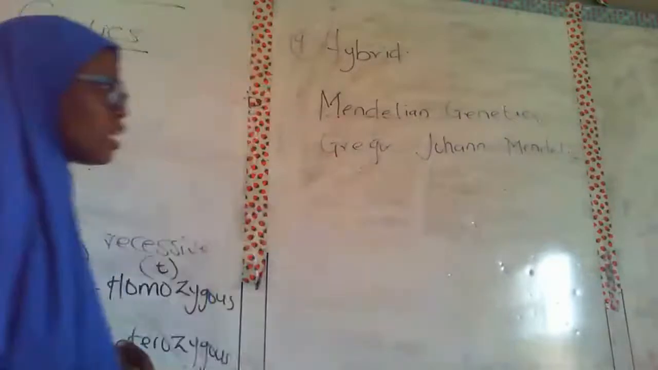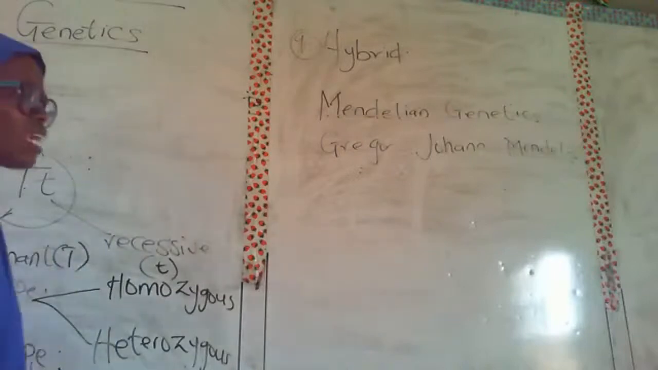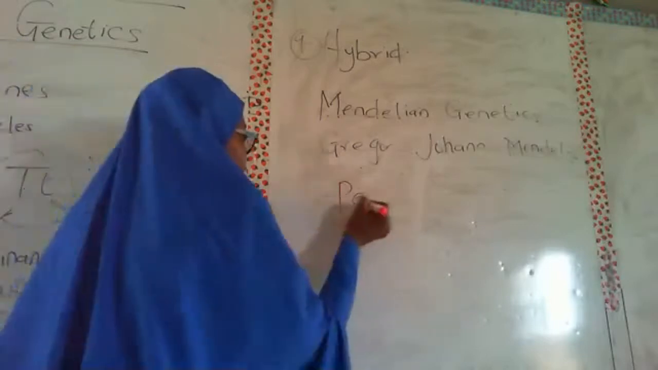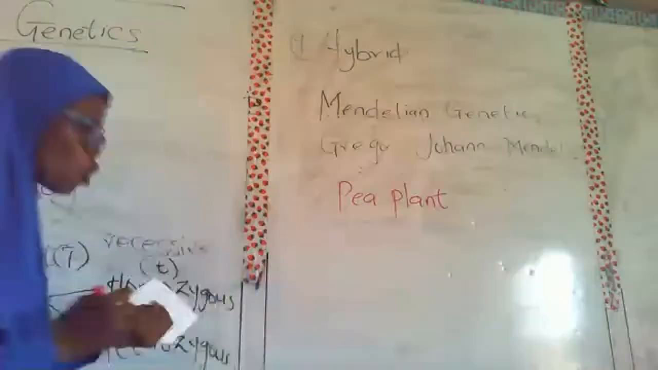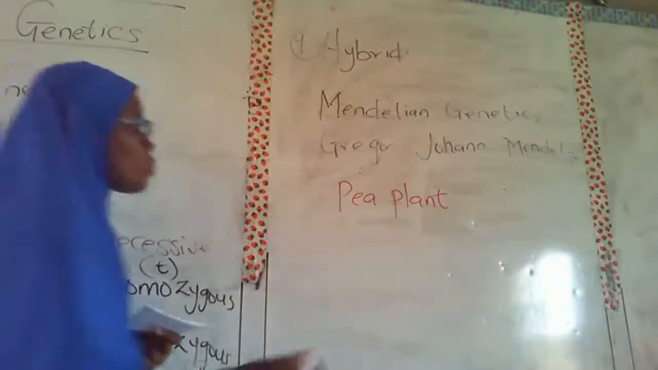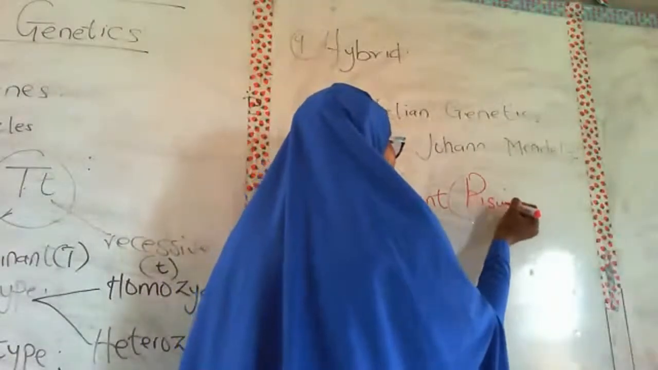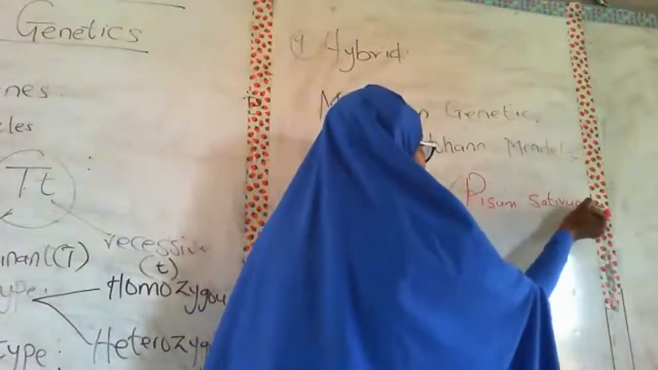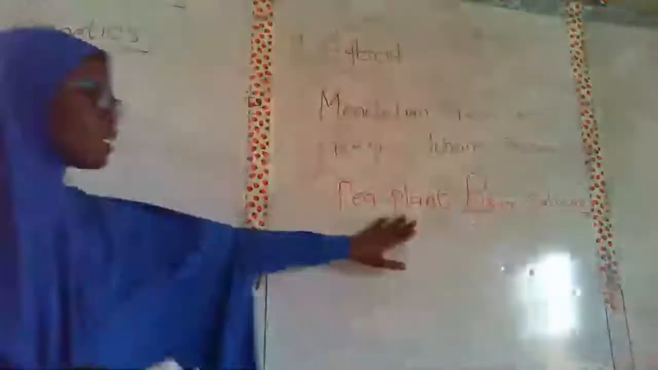And this man did wonders. You know what he did? He actually used a particular plant. It's not just any plant, because he knows that if he uses just any plant, he might not get what he wants. So he used a plant we call the pea plant. The botanical name for the pea plant is Pisum sativum. That is the botanical name of the plant that he used.